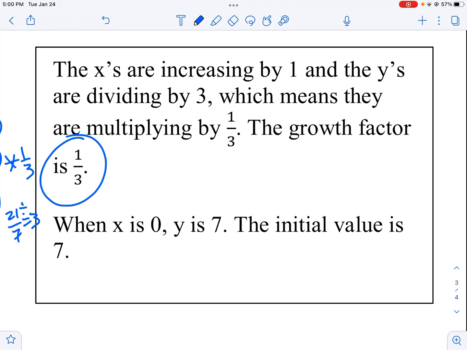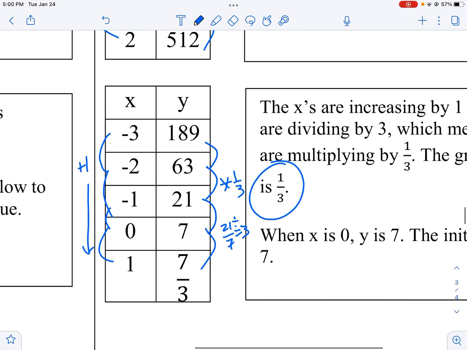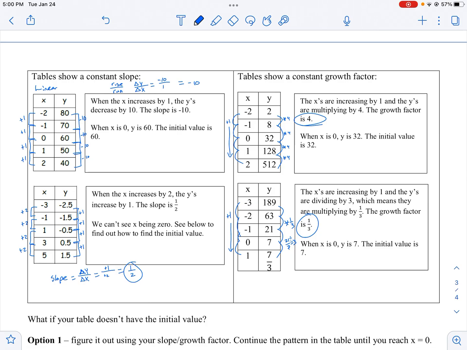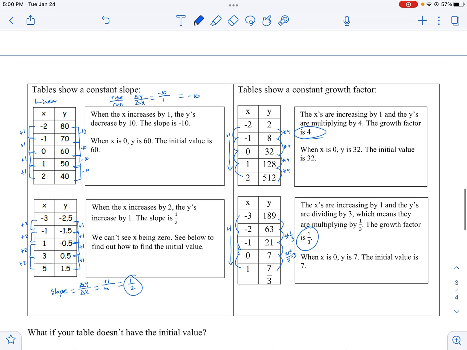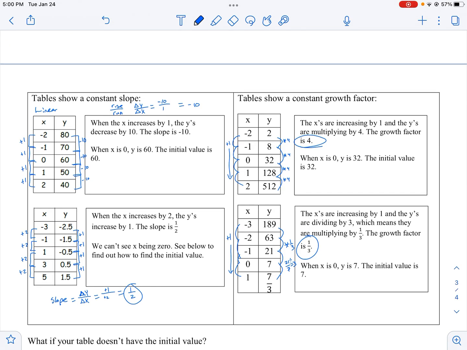So even if it's dividing by 3 or dividing by 7, or dividing by 12 or dividing by -2, that tells you the growth factor, what you're timesing by, is 1 over that number. So there you go. You've got to be able to look at tables and figure out the difference: is it changing the y's the same amount each time, like add 10 or subtract 10 or add 1, or is it multiplying or dividing by something? So that's a big part of it.